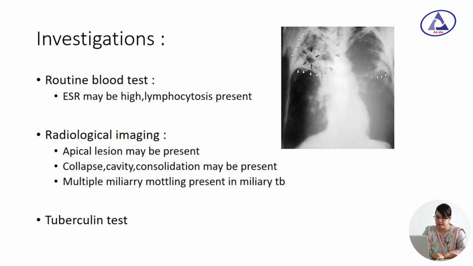Investigations. Routine blood test: ESR may be high, lymphocytosis present. In radiological imaging, we can find apical lesions; collapse, cavity, consolidation may be present. Multiple miliary mottling is present in miliary tuberculosis. Tuberculin test.